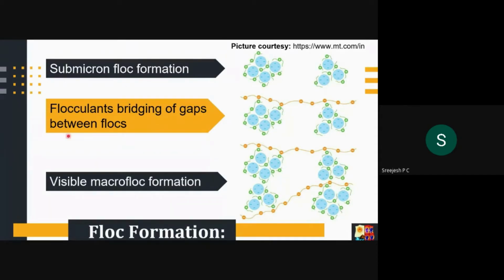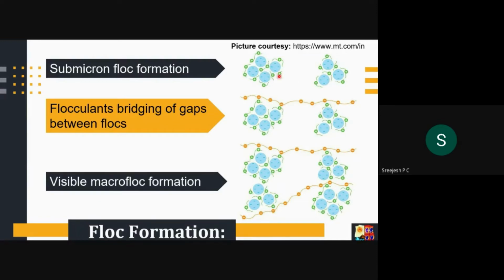So when you add the flocculant and provide the gentle mixing, what will happen? The bridging between the microflocs will take place, where you are able to see one microfloc here and another microfloc here. The string shown here is the flocculant you have added, which is bridging the microflocs. More microflocs are bridged together and they are agglomerized. So this agglomerization leads to the formation of the visible macrofloc, where you are able to see the macrofloc formation here. These are the sequential events that normally happen.